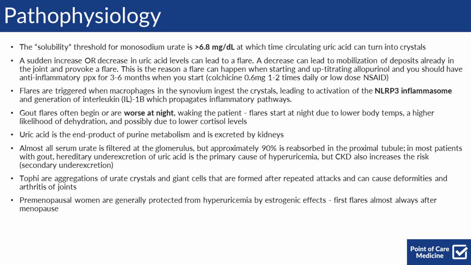For the pathophysiology of gout, the solubility threshold for monosodium urate is greater than 6.8 milligrams per deciliter, at which time circulating uric acid can turn into crystals. A sudden increase or decrease in uric acid levels can lead to a flare. A decrease can lead to mobilization of deposits already inside the joint and provoke a flare. This is the reason a flare can happen when starting and up-titrating allopurinol, and you should have anti-inflammatory prophylaxis for 3 to 6 months when you start.